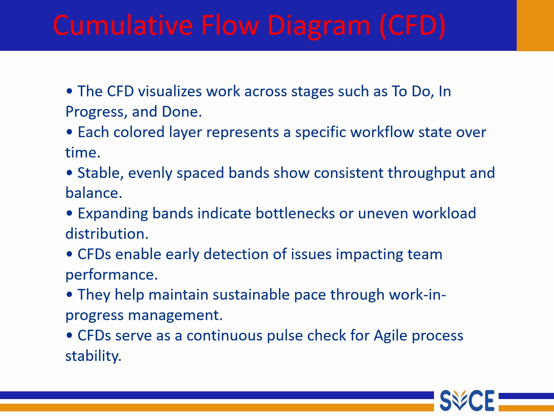But if you notice a band suddenly expands or widens, that's like a traffic jam. It tells us that there is a bottleneck in that stage, maybe too many tasks are stuck in testing or waiting for approval. So the cumulative flow diagram helps us spot these issues early before they slow down the whole sprint. By regularly observing this diagram, teams can detect uneven workloads, see where the delays happen and take quick action to balance things again.